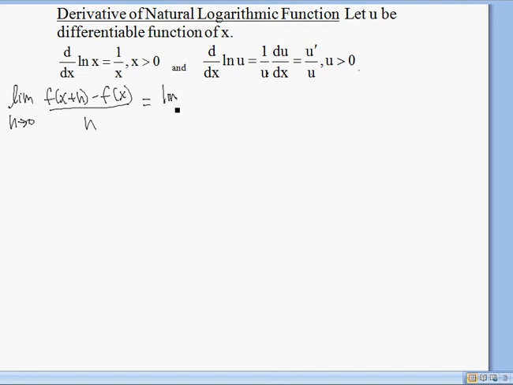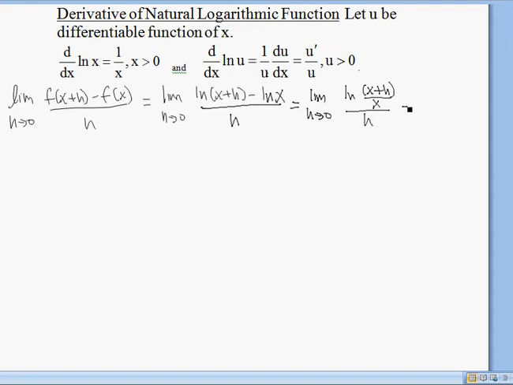So we have the limit as h approaches 0 of ln of x plus h minus ln of x, over h. And then since this is a logarithm and it's a difference, you can write a difference as a quotient. So we still have our limit statement, with the ln of x plus h all over x, all over h.